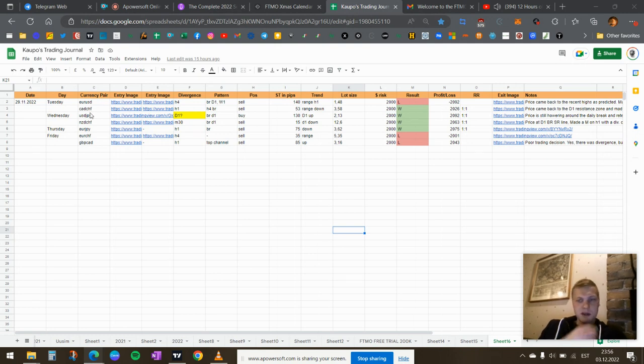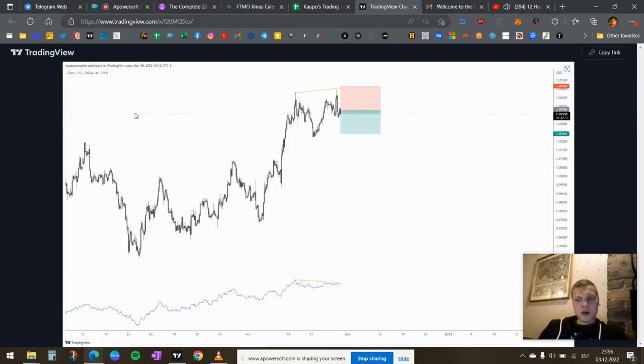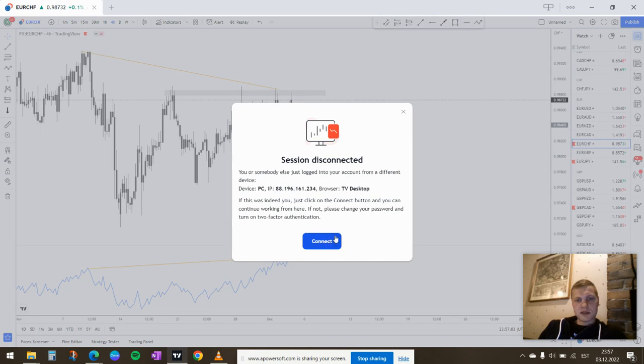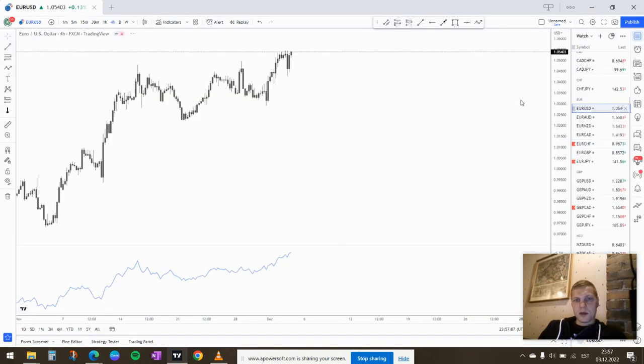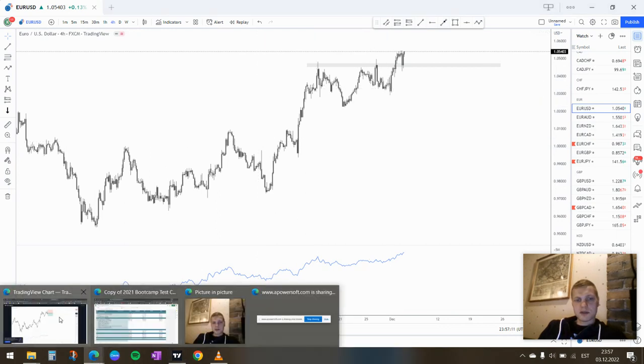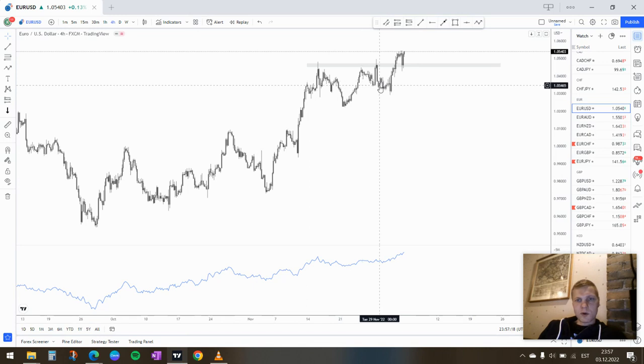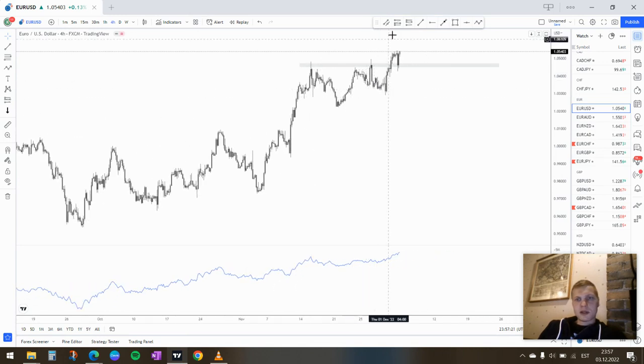So on Tuesday, I started the new 200k free challenge. So first trade was Euro USD. Let's take the TradingView app, Euro USD. So the price was... I entered after the big move down. So somewhere over here.